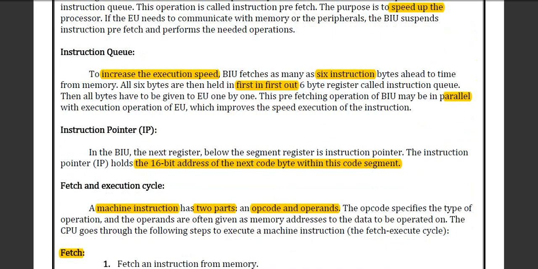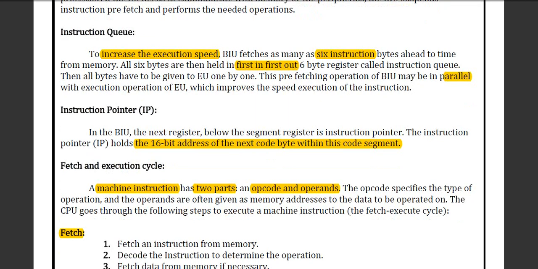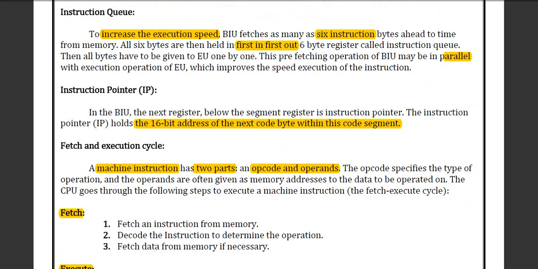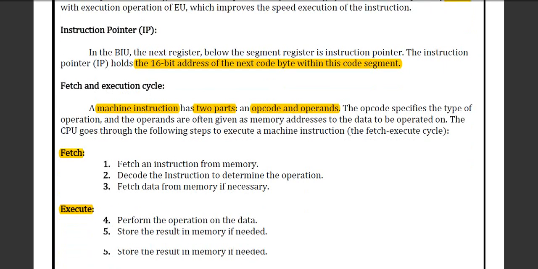Now the instruction queue. To increase the execution speed, the queue is generated. In this section, instructions are held in parallel, and after that they move on. So the instruction queue is for the queuing function. Then the instruction pointer, which we have already discussed, holds the 16-bit address of the next code byte within its code segment.